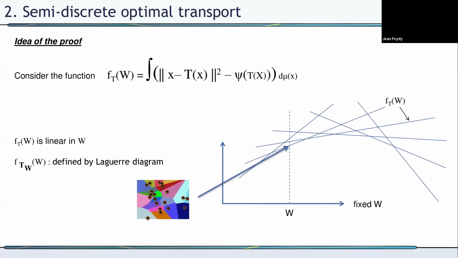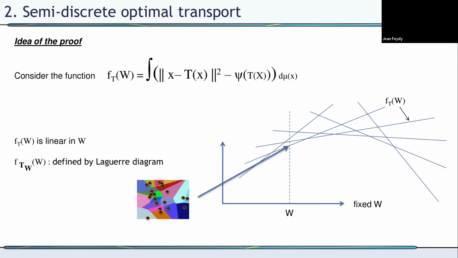Then it's easy to check that F_{T_w} of w, so what is T_w? This is the assignment defined by the Laguerre diagram, the diagram where I have been pulling the parabolas, defined by the tuning buttons. So this is a very specific assignment. And among all the possible assignments, it's easy to check by looking at the integrand that this F_{T_w} of w minimizes F_T for a fixed w. So then we are done.